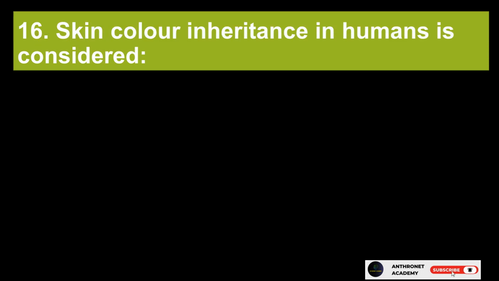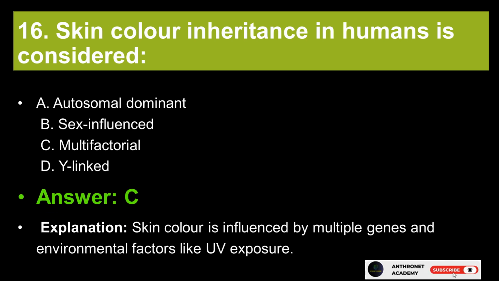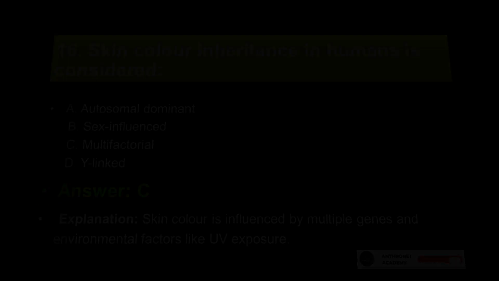Question 16. Skin color inheritance in humans is considered: A. Autosomal dominant. B. Sex-influenced. C. Multifactorial. D. Y-linked. Answer: C. Explanation: skin color is influenced by multiple genes and environmental factors like UV exposure.